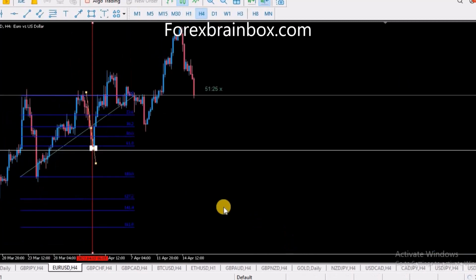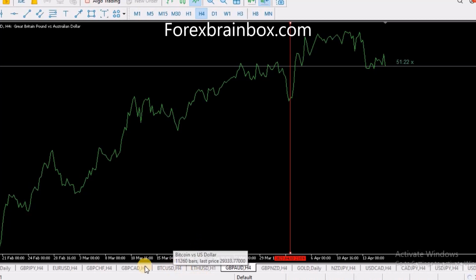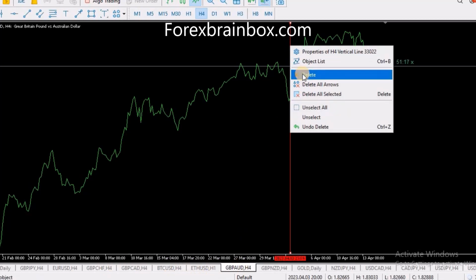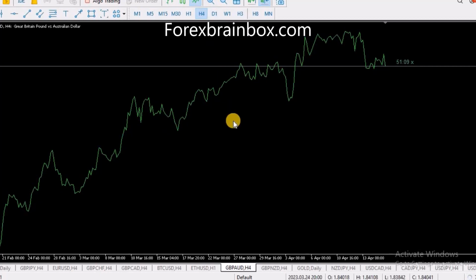Okay, I talked about GBPAUD. Okay, before I talk, let's go to GBPAUD. You can see that the market is on a dominant bullish trend. So what are you looking out for again? Same thing. You're looking out for levels where you can find support. And if you look at this market, you can find a level right here. You can see more. There's one here.